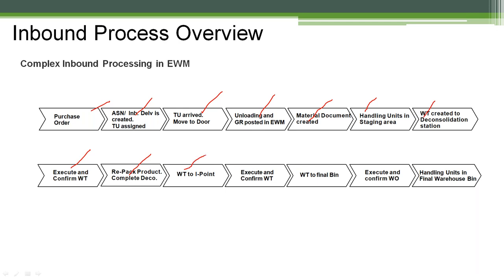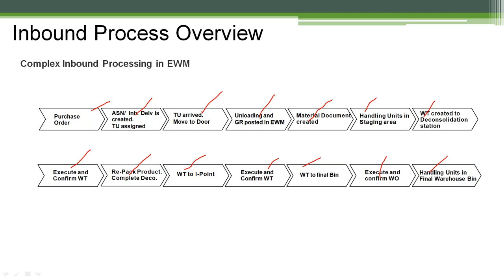Automatically, the system will create a task to move it to an ID point, a location near the actual racks where I'm storing. The person responsible for storing is going to identify a suitable bin and move it to the final bin. After the movement, he's going to confirm it, and the handling units are placed into the final bin. This is how a typical complex EWM process can be done in terms of receiving. I've told you this is just one variant.